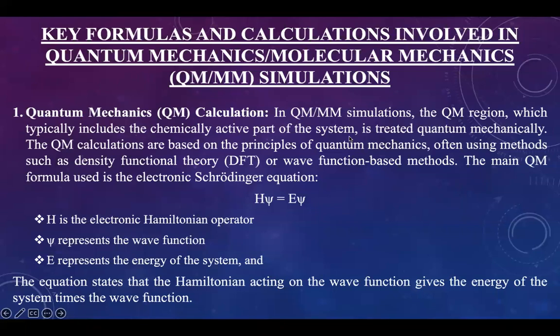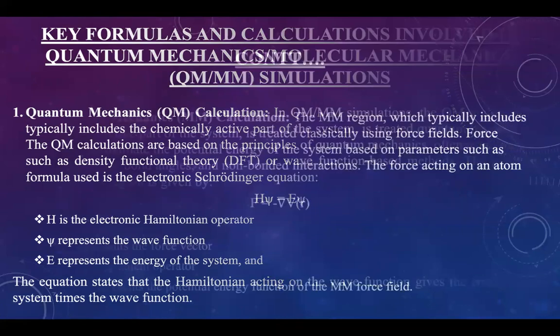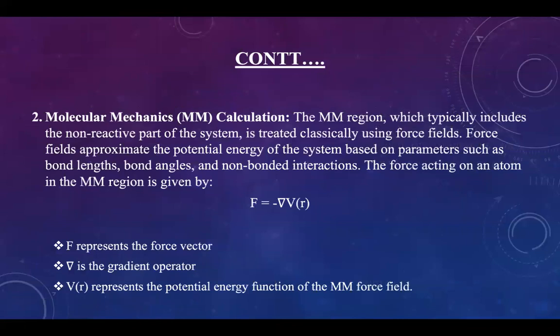Hψ = Eψ. H is the electronic Hamiltonian operator. Psi represents the wave function. E represents the energy of the system. And the equation states that the Hamiltonian acting on the wave function gives the energy of the system times the wave function.